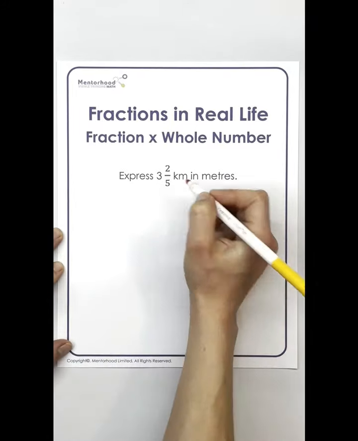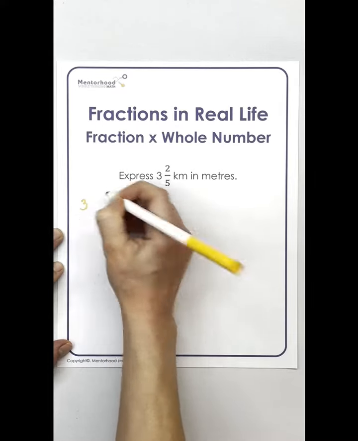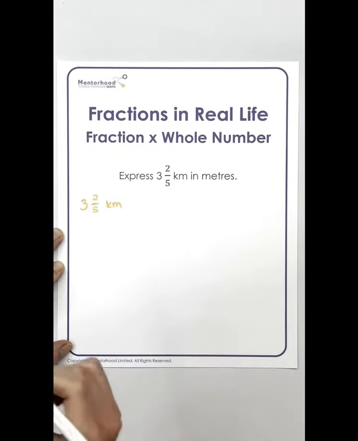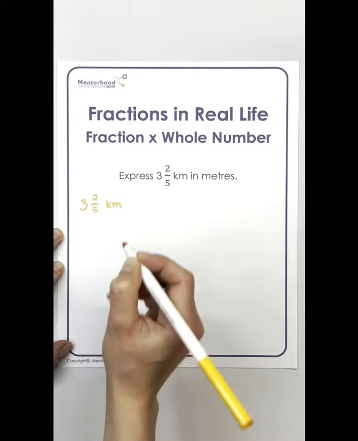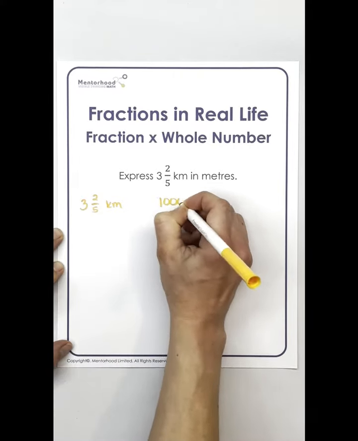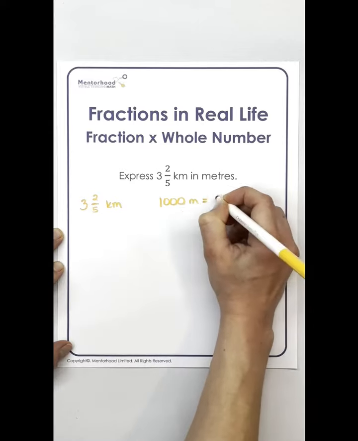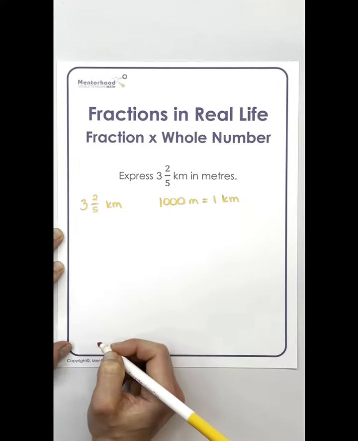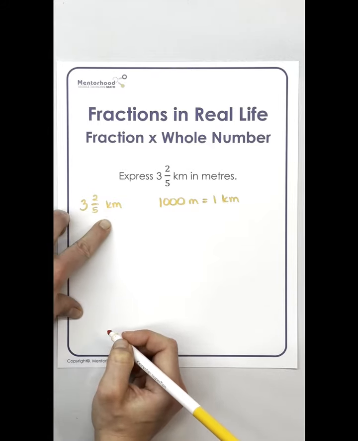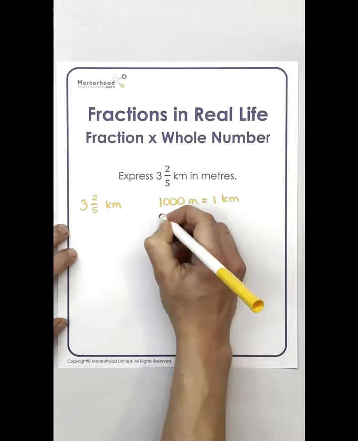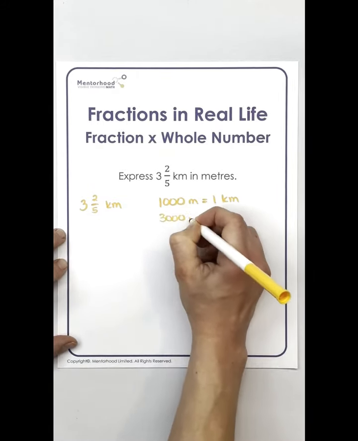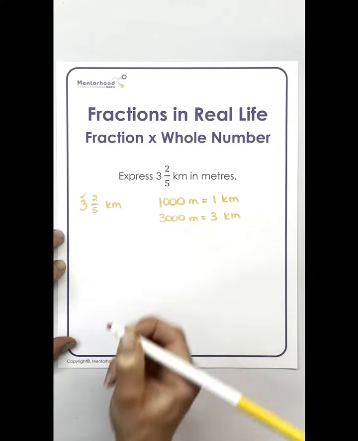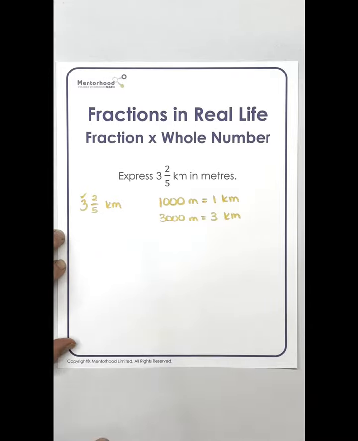Okay, so let's first think about this. So 3 2/5 of a kilometer. Now, how many meters is 1 kilometer? 1,000 meters equals 1 kilometer. So let's take my 3 and convert that to meters. If I have 3 kilometers, how many meters is that? That would be 3,000 meters. 3,000 meters equals 3 kilometers. Okay, so that part's done. That part's easy. What about 2/5 of a kilometer?